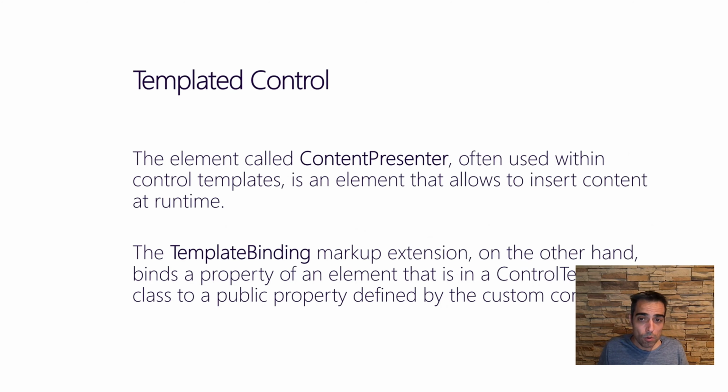So a templated control is a control that uses the template view, a dotnet MAUI view, and contains an element that is called content presenter, often used with control templates. That is an element that allows inserting content at runtime. And with that content presenter, we are also going to use the template binding markup extension that binds a property of an element that is in a control template to a public property defined by the custom control.